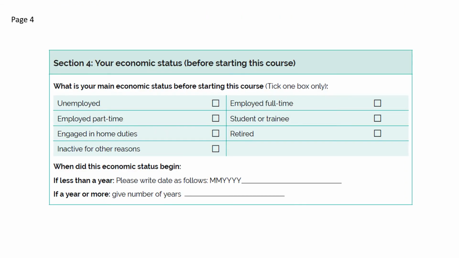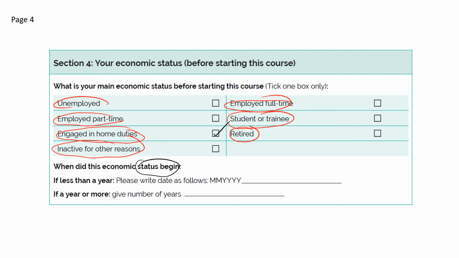Section 4, your economic status. So this is whether you're working or not working. So here you indicate whether you're unemployed or employed part-time, whether you're engaged in home duties or inactive for other reasons, whether you're employed full-time, whether you're a student or a trainee or retired. You put a tick in the appropriate box. When did this status begin? If less than a year, write the date and the year, and if it's more than a year, indicate how many years.